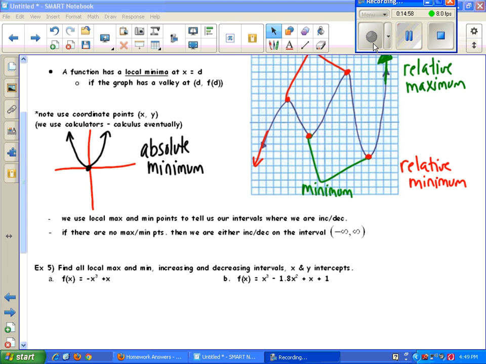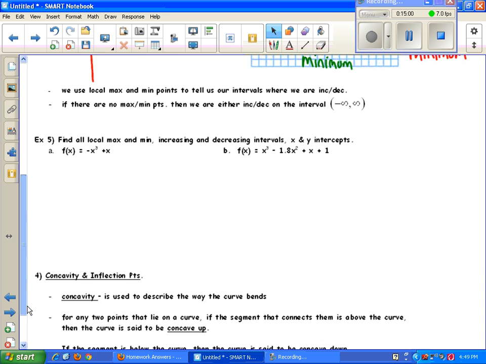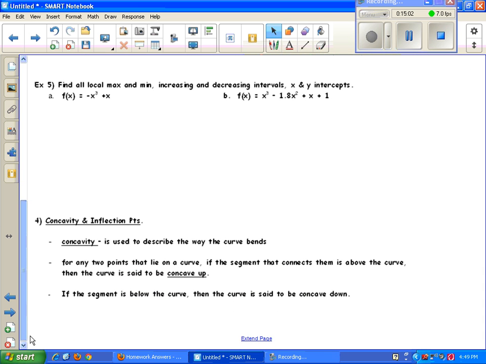Okay, so before we do that, I didn't realize there was the next part to the page, so I'm going to scroll down from where we were before. For example number 5, it says find all the local maximum and minimum, increasing and decreasing intervals, and we want to find the x and y intercepts. If we're looking at these equations, we can go ahead and use our graphing calculator to help us.